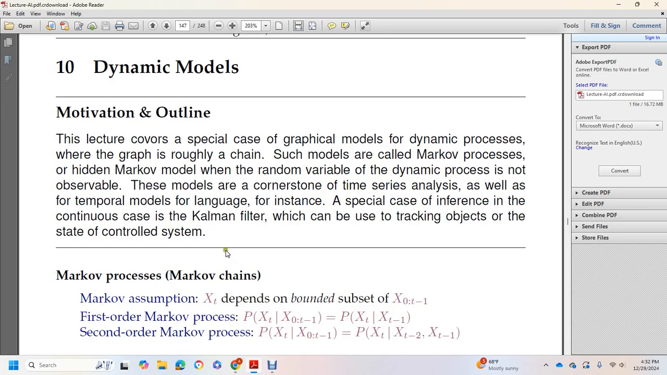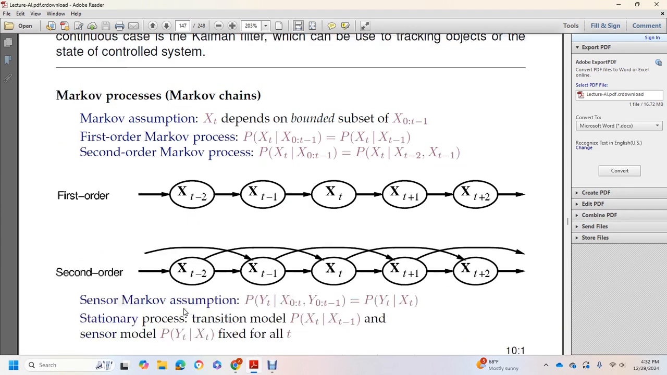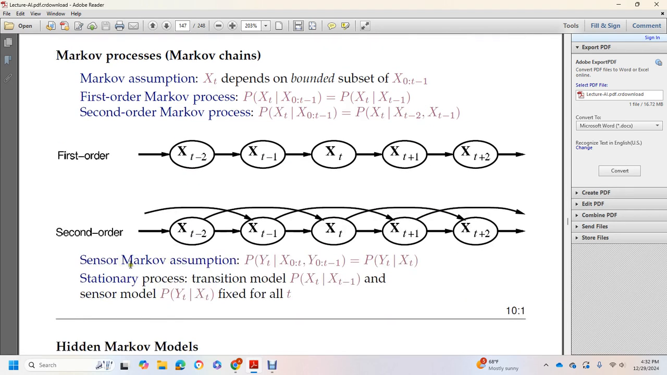systems. Markov processes: the change of X depends on a bounded set of predecessors. First order Markov process, second order Markov process. Stationary Markov assumption: stationary process, transition models and sensory models fixed for all t's.